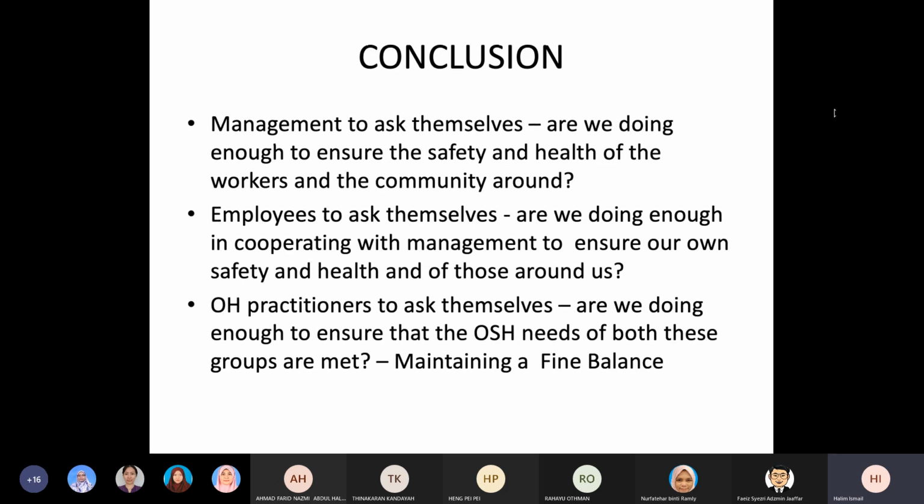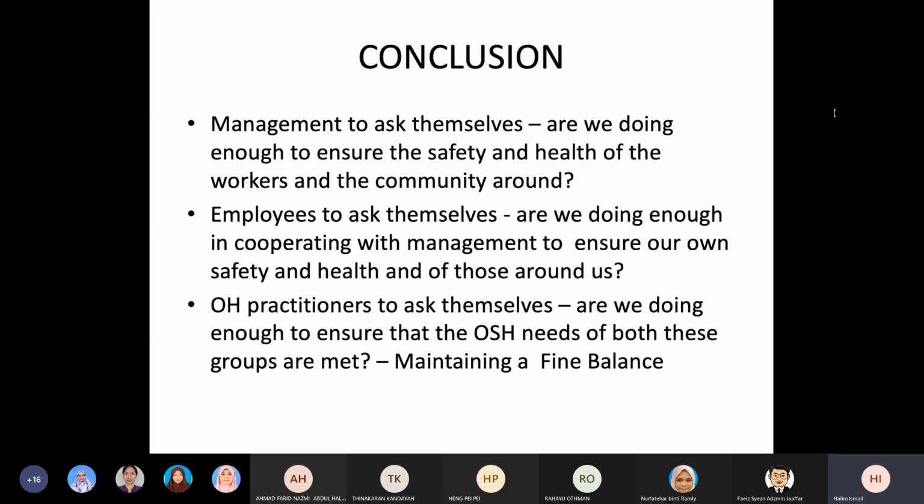In conclusion, managers to ask themselves, are we doing enough to ensure the safety and health of the workers and the community around? If, say for example, you are the owner of a business, factories, or establishment, you need to ask yourself, are you doing enough to ensure the safety and health of your workers and the employees around the vicinity of your establishment, right?